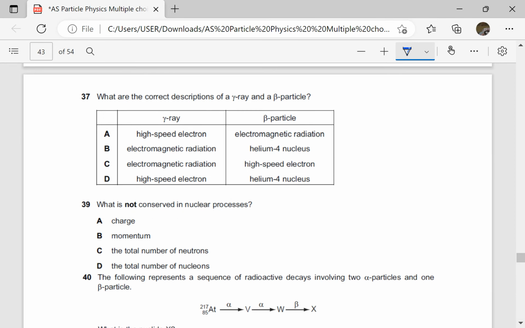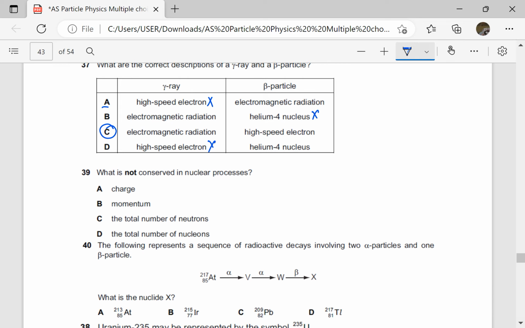What are the correct descriptions of a gamma ray and a beta particle? Gamma is a high-speed electron, that is not true, so A is out. Gamma is electromagnetic, so we remove D also. Then beta is a helium nucleus, that's not true. Beta is an electron, so the answer is C.